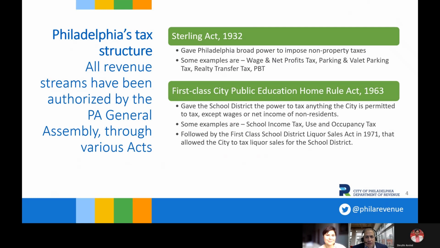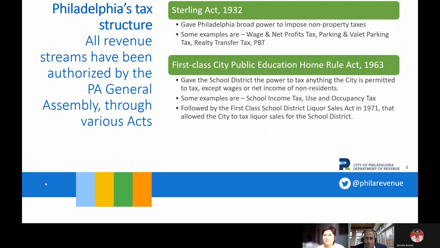Very briefly, the Sterling Act is the authority for many of the taxes that the city of Philadelphia imposes. This act gives us broad power to impose taxes and also limits what we can and cannot tax. On the school district side, the First Class City Public Education Home Rule Act is an important piece of state legislation. This gave the school district the power to tax anything that the city is permitted to tax.